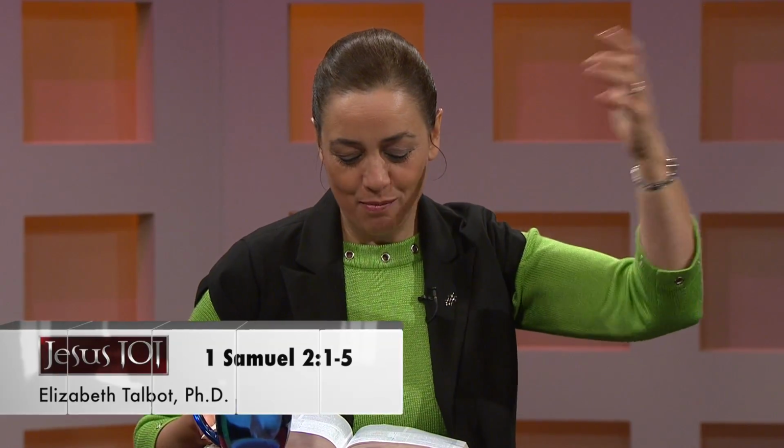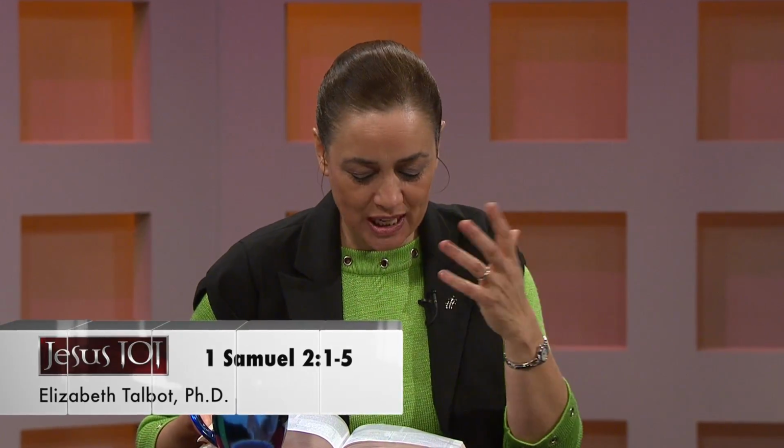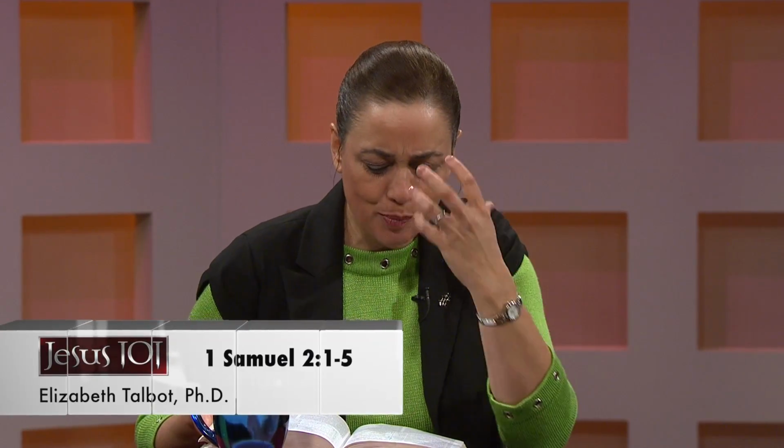Hannah prayed and said, my heart exalts the Lord. My horn is exalted in the Lord. My mouth speaks boldly against my enemies. And I rejoice in your salvation. And then she says, the bows of the mighty are shattered and the feeble gird on strength. And those who were full hired themselves out for bread. But those who were hungry ceased to hunger.